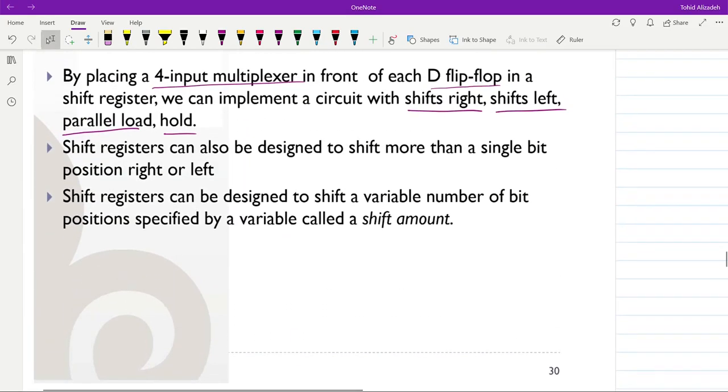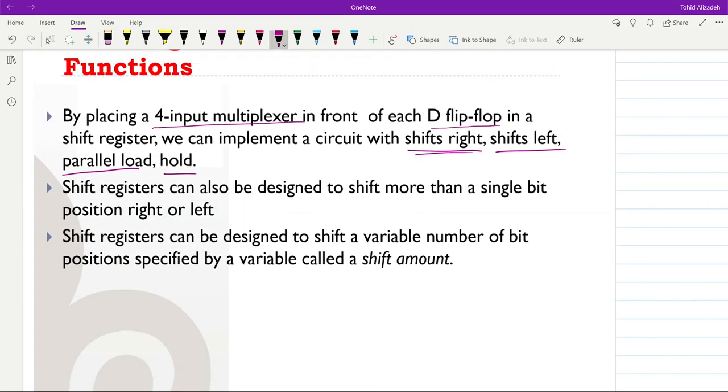So keep in mind that here when we say that we have a shift right, it means that shifting towards the right by 1 bit position. And also it's the same for the shifting towards the left. Over there we also have shifting towards the left by 1 bit position.